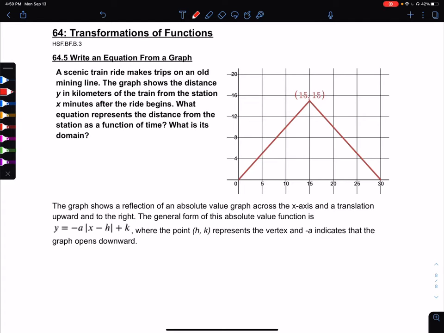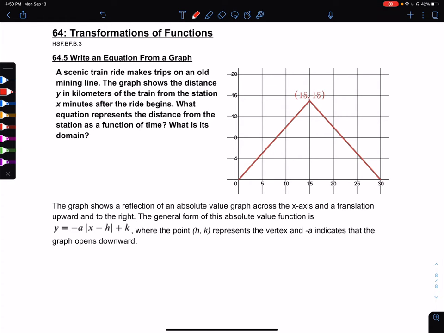In this video, we're going to look at topic 64, example 5, where we write an equation from a graph. So we're told a scenic train ride makes trips on an old mining line, so most likely that's a there and back trip. The graph shows the distance y in kilometers of the train from the station.